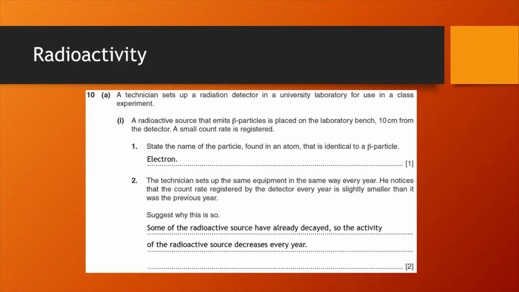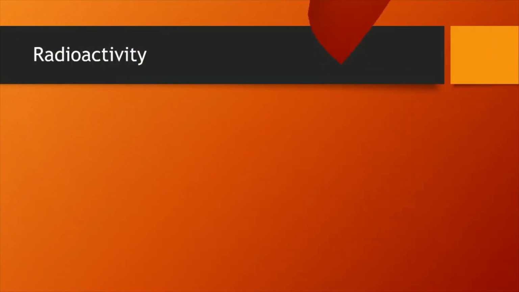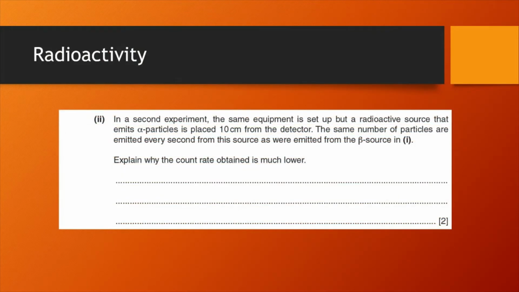Question 10A II. In a second experiment, the same equipment is set up, but a radioactive source that emits alpha particles is placed 10 cm from the detector. The same number of particles are emitted every second from the source as were emitted from the beta source in I. Explain why the count rate obtained is much lower.